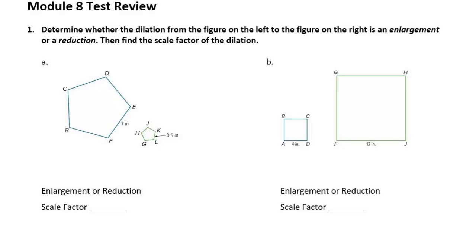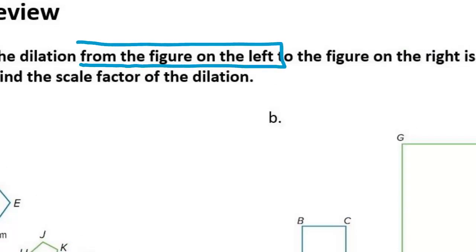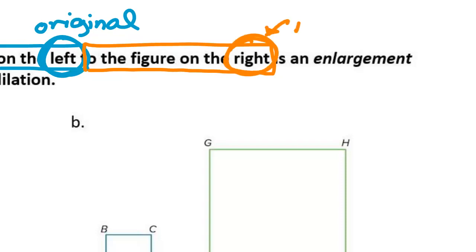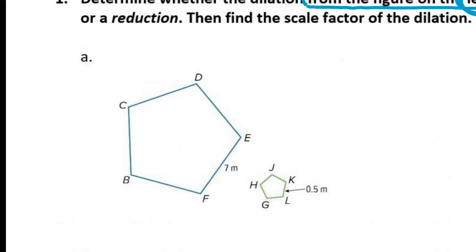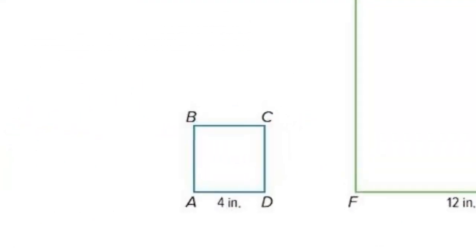All right, determine whether the dilation from the figure on the left, so the left side figure will be my original, to the figure on the right. So the right-hand side one will be my new. We want to determine whether it's an enlargement or a reduction, and then we want to find the scale factor of the dilation. So original, because it's on the left, and this one is my new one because it's on the right. Same kind of orientation on part B.